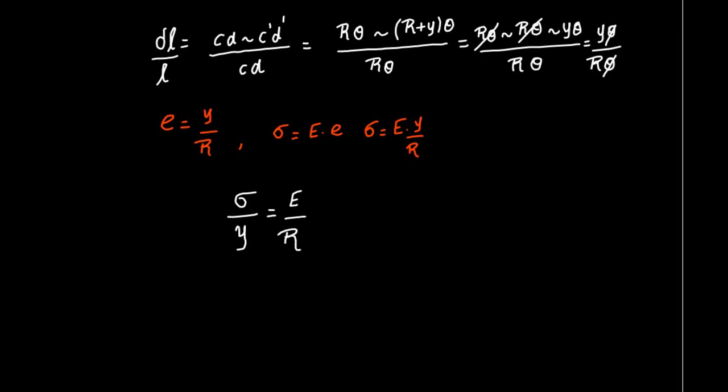This is the first part of the bending equation. I will call this star expression 1. Well, we have completed the first part. We have derived the first part of the bending equation, sigma by y is equal to E by R. So this is how you get that expression.